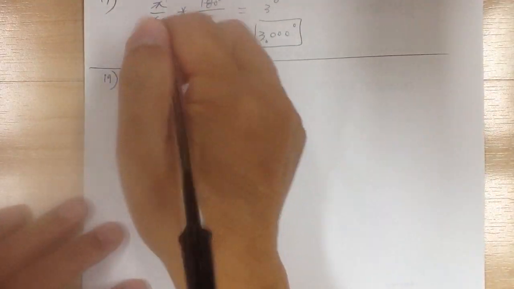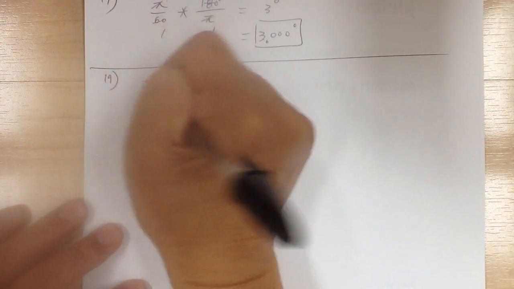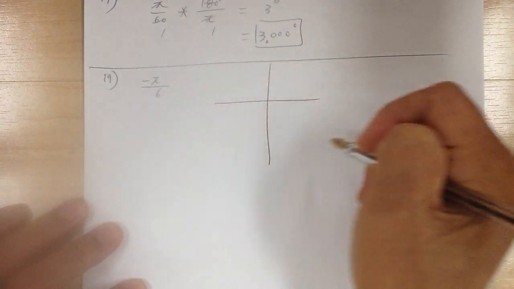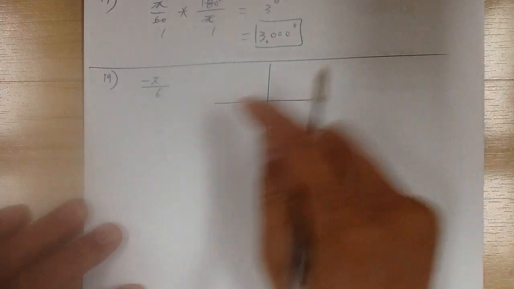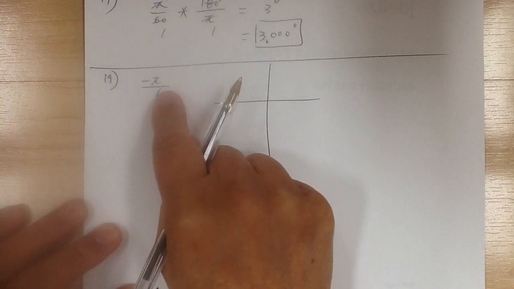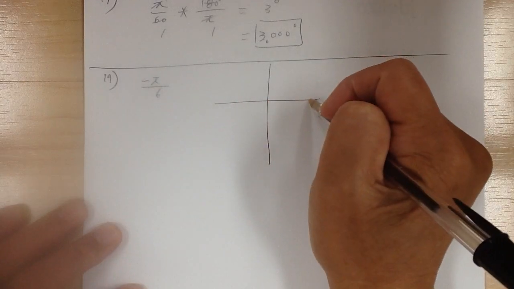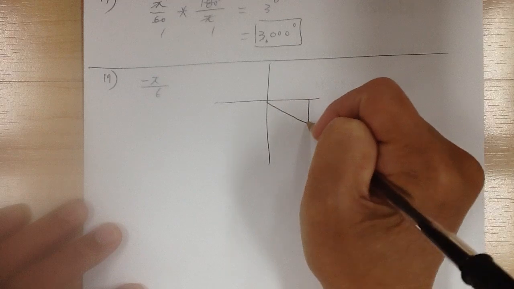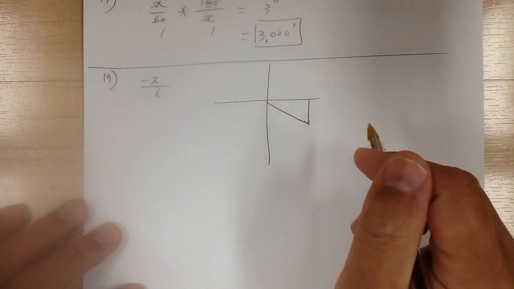Okay, number 19, you have negative pi over 6 radian. You want to sketch in a standard position. Okay, so pi over 6 is equal to 30 degrees. So every pi over 6 is one number. So it means you're going backward one number. So you're going to be at 4 o'clock position. Okay, and that's it.